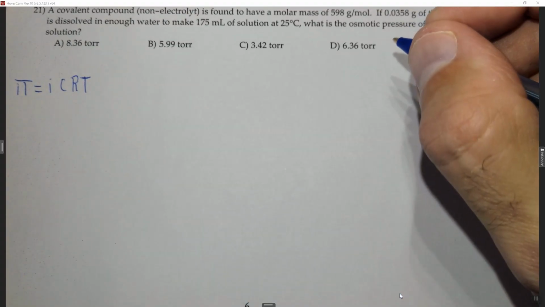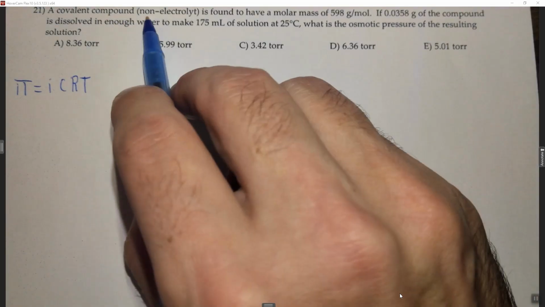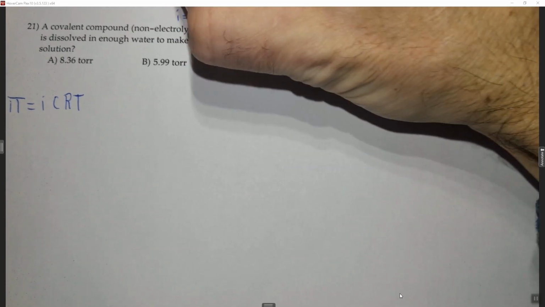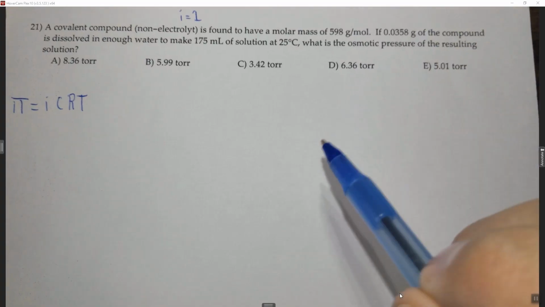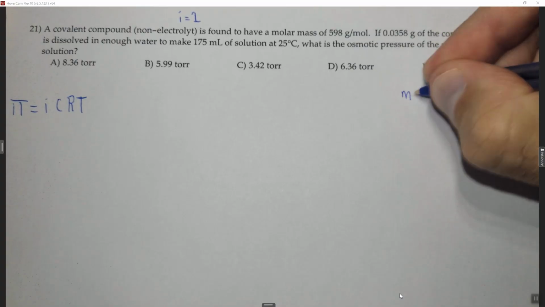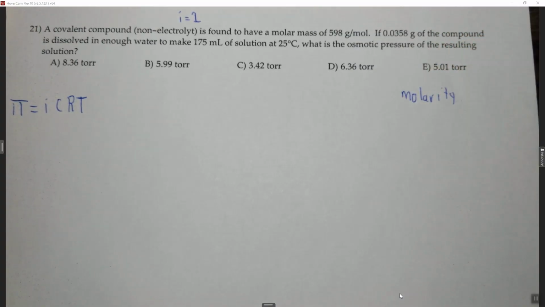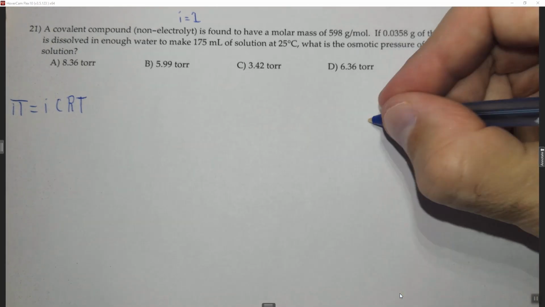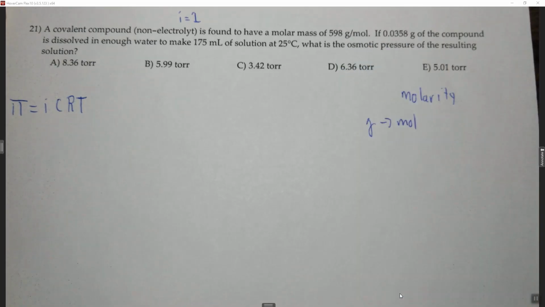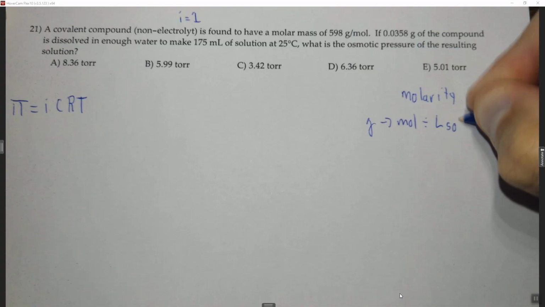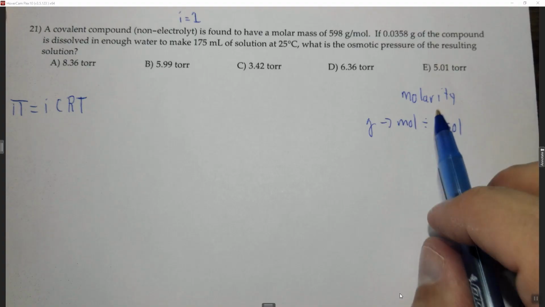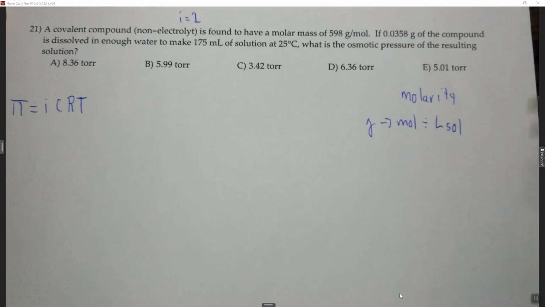So a couple things that we need to do. First, we need to know i. Well, if this is a covalent compound, a non-electrolyte, i is equal to 1. Covalent compounds do not dissociate when they dissolve in water. C is the concentration, and that's where we're going to spend the most time because we need to find the molarity. We have the grams of this compound. We're going to convert it to moles using the molar mass, and then divide that by the liters of solution, because molarity is moles of solute per liter of solution, unlike molality, which is per kilogram of solvent.